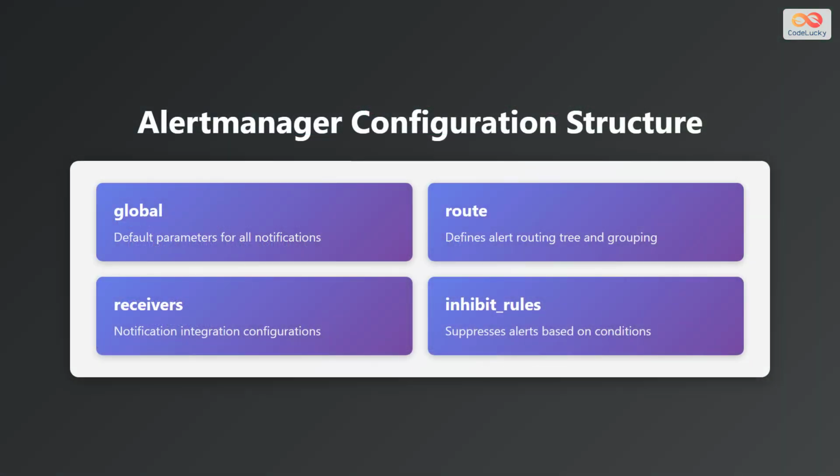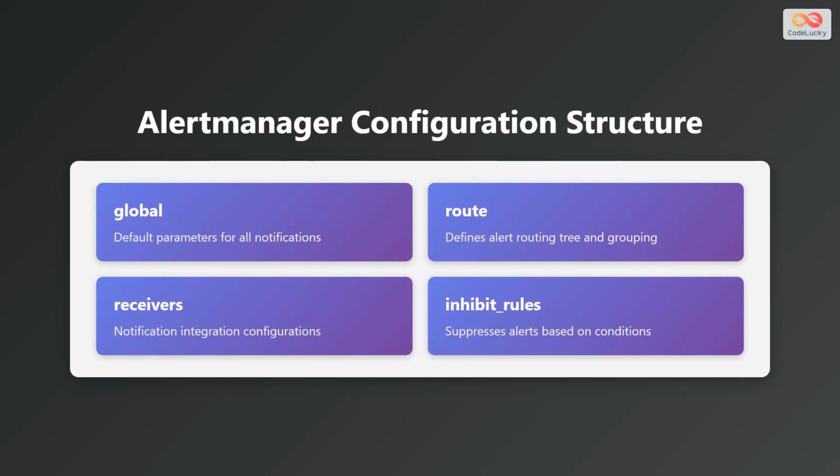The Alertmanager configuration file consists of 4 main sections. The global section contains default parameters that apply to all notifications, such as SMTP server settings or default timeouts. The root section is the heart of your configuration. It defines the routing tree that determines how alerts are grouped and which receiver should handle them.